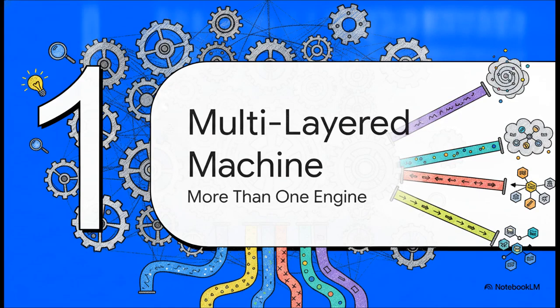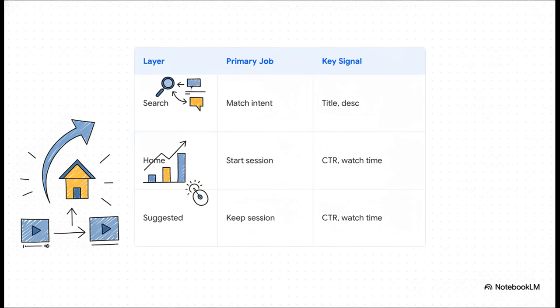Part 1. The multi-layered machine. It is definitely more than just one engine. Okay, we need to start by debunking a super persistent myth. People always talk about the algorithm as if it's just this one big monolithic engine. It absolutely is not. YouTube actually runs multiple completely distinct recommendation systems at the exact same time, and they all care about very different signals.